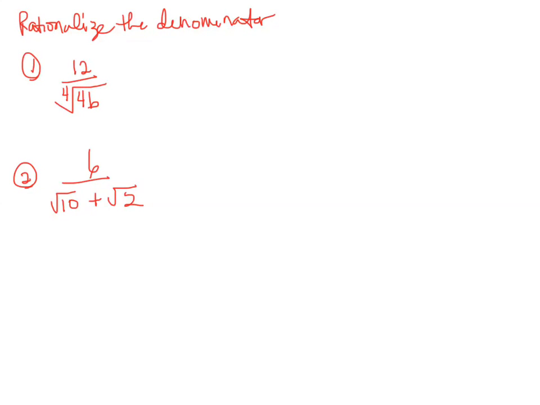Rationalize the denominator. In the first problem, we have 12 over the fourth root of 4b. In the second problem, we have 6 over the square root of 10 plus the square root of 2. In the first problem, we just have one radical, or one term, in the denominator.